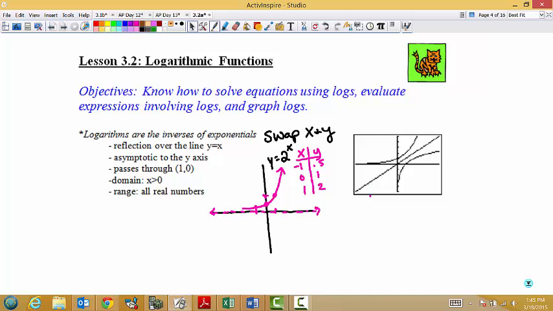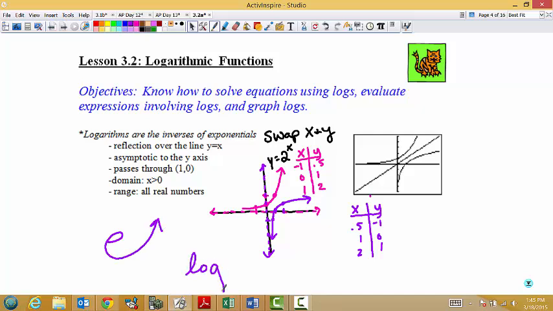Now to swap x and y, I'm literally going to swap x and y. The y's become the x's, and the x's become the y's. And I'm going to graph that. I'm going to go 0.5, negative 1, that'll be here, 1, 0, and then 2, 1. What the log graph does is it looks like that, and it has an asymptote of the y-axis. So, the way you can remember that: e, exponential, looks like that. Logs look like this. So e for exponential, and log.